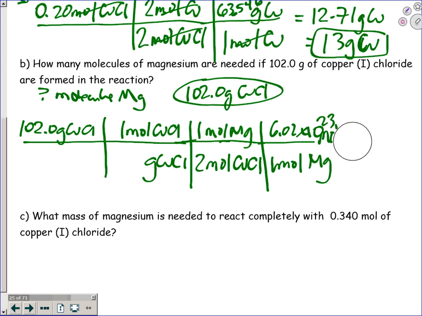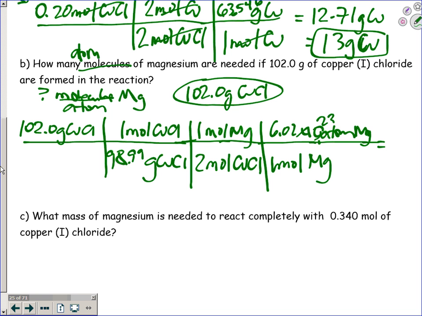I don't know why it says molecules. It means atoms actually, because magnesium is not a molecule by any means. What's the molar mass of copper 1 chloride? 98 point what? 999. It's cool. We're going to be more specific than you guys.